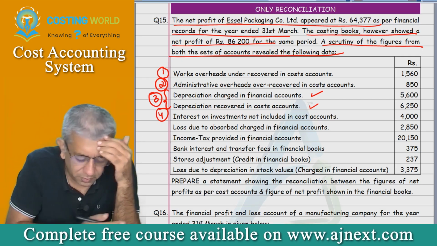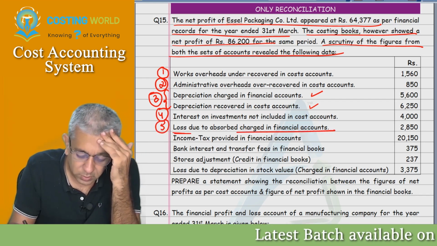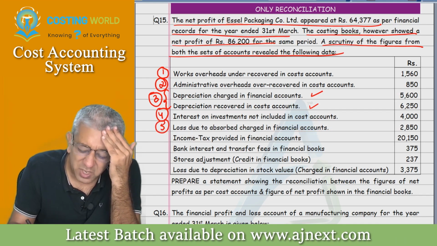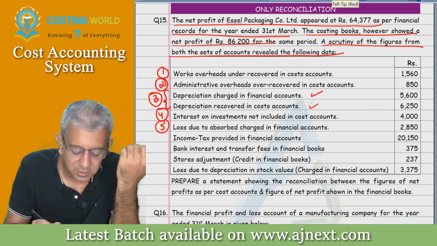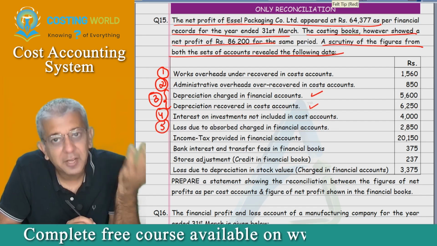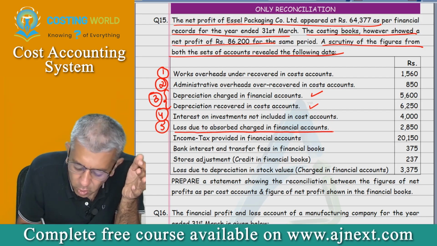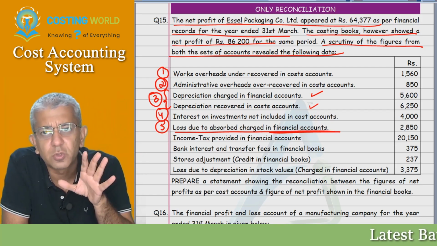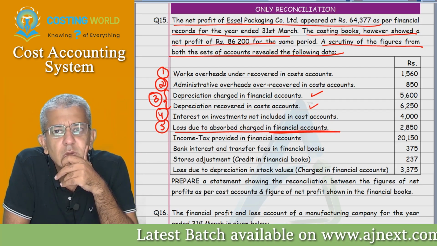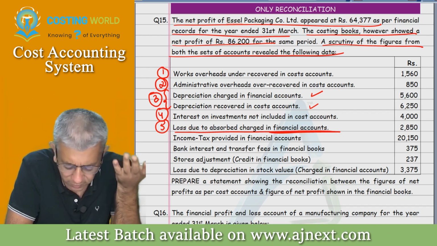Yes, sir. Okay. Fifth, loss due to absorbed charge in financial accounts. Somebody can also be asking, sir, what is this loss? Even I don't know, but I'm not even interested in knowing also. Can you say this loss was only charged in financial accounts? No. So I'm done with that here. Whatever loss it might be, I am least bothered.